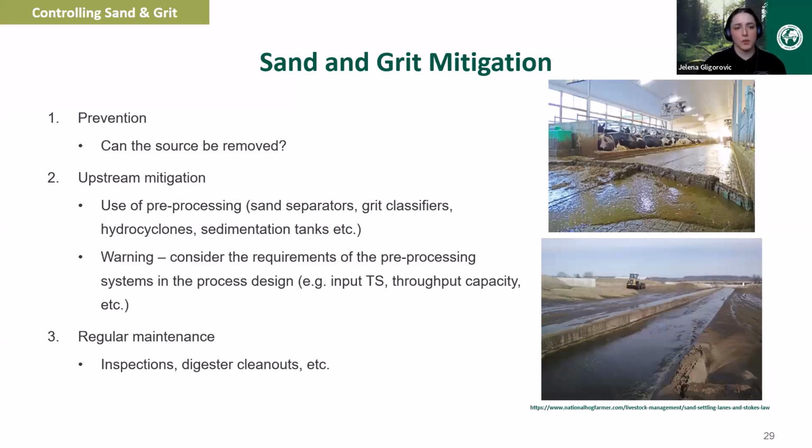There's also mitigation upstream of the digester with the use of pre-processing systems. Those could be sand separators, grit classifiers, hydrocyclones, and sedimentation tanks. One thing to note is using equipment upstream, they might have its own requirements. So for example, some hydrocyclone systems require a total solids of 12% to go into the hydrocyclone, but if your material is at 16%, this might mean that you need to dilute it and add water into the system to get it through the hydrocyclone before it goes to AD.